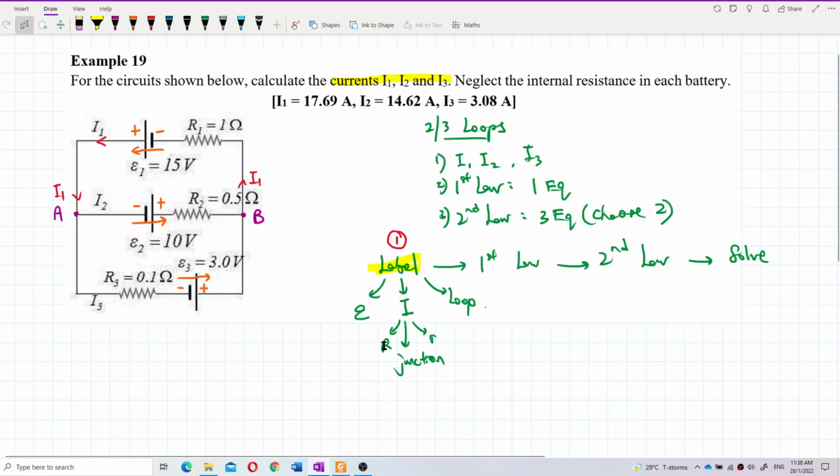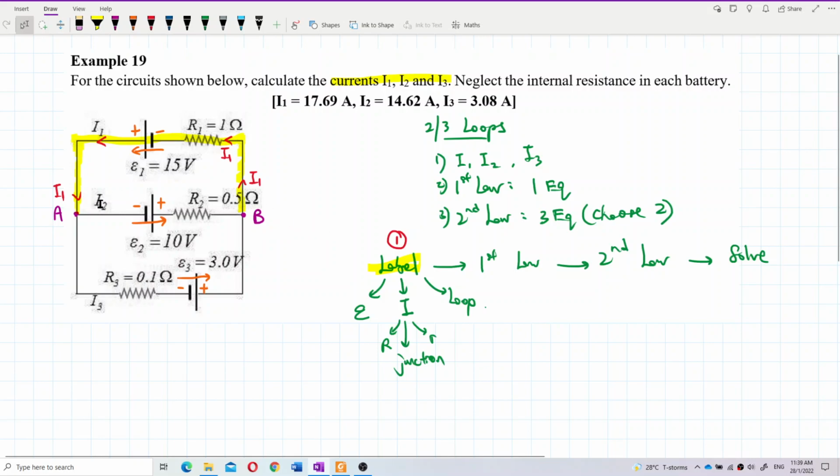And then label the current at the resistor. Current I1 passes through resistor 1. So the direction of the current I1 is this way: going out from B, passing through R1, then passing through the battery, and then entering A. Understand? So I1 is over here. This is I1.